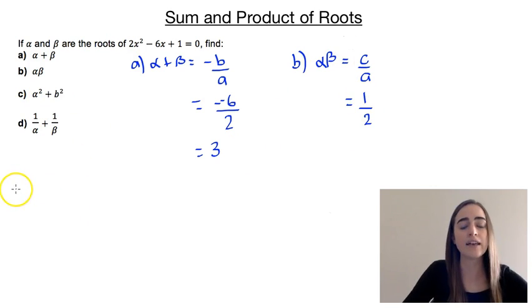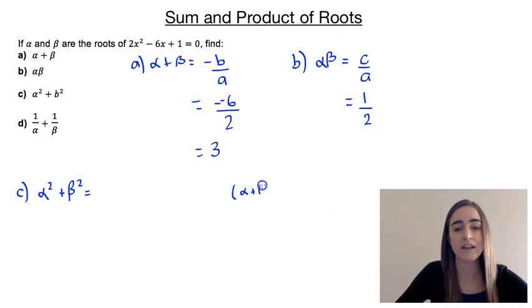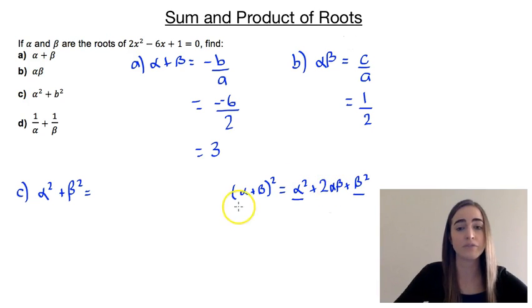Now we've got these other ones which are slightly more complicated. We don't know what these are straight off, so we're going to have to manipulate a few things to get them. The first one, part C, asks us to find alpha squared plus beta squared. To get that, it's important to recognize that that is not the same thing as (alpha plus beta) squared. Because if we expanded (alpha plus beta) squared, we'd have alpha squared plus 2 alpha beta plus beta squared. So it's got this extra term in the middle, but we only want the alpha squared plus beta squared. So we want this bit and this bit. What we could do then is subtract 2 alpha beta from both sides.